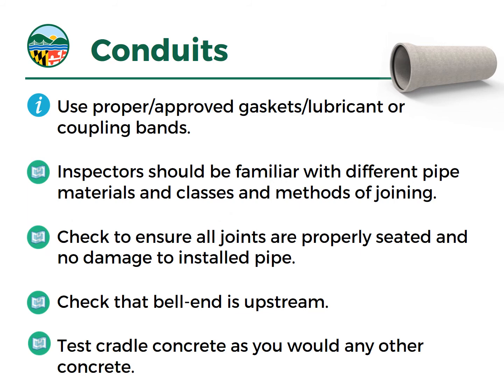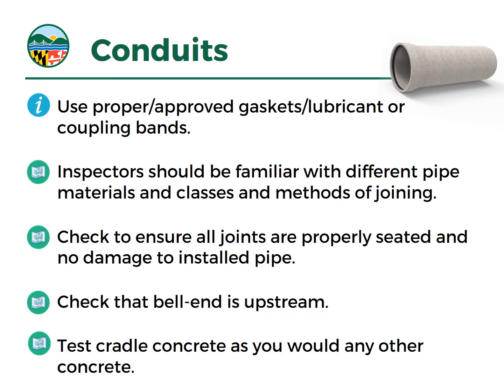Certainly the approved gaskets and lubricants or coupling bands for pipes are important, because oftentimes that's how the water tightness is derived. So if you're using a different gasket or a worn or damaged gasket, you've got a good chance of leakage at that joint. So inspectors really need to be familiar with different pipes, materials, classes, and how they're joined, the different types of gaskets and other materials. You want to check to make sure that joints are properly seated and that there's no damage to the installed pipe.